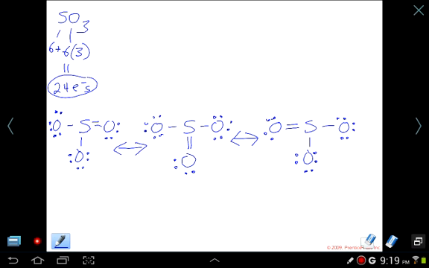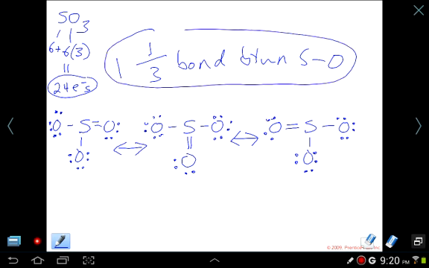Now, what we see here in the sulfur trioxide molecule is that we have a double bond divided between 1, 2, 3 bonds. So we have a double bond among 3 bonds. So we could say we have 1/3. That's kind of a strange way of saying it, but we have 1 and a third bonds. You can think of this as having 1 and a third bonds between S and O. So it's not quite a single bond, it's not quite a double bond.